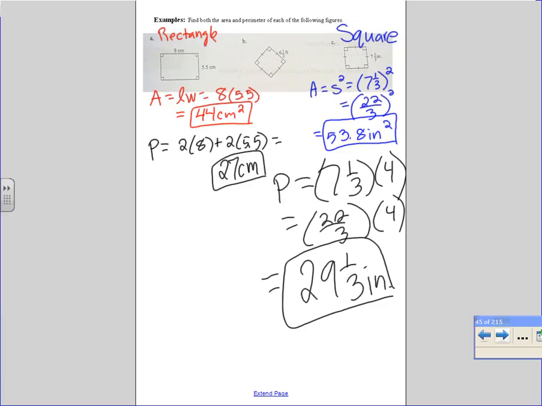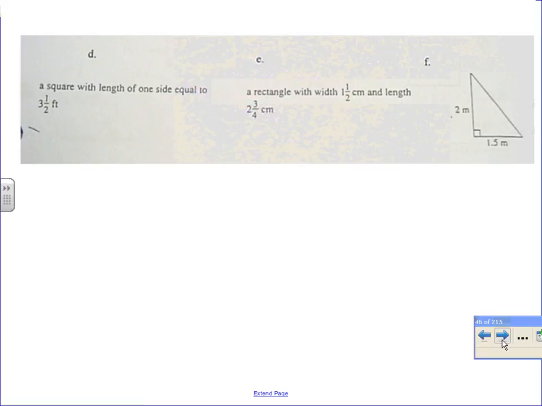Okay, let's do 2 more. Let's go to letter F, and then we'll do one more after that. Letter F, so we have a triangle here. It has a height of 2 and a base of 1.5. So let's find the area first. Perimeter is going to be a little tricky on this, but let's find area first. For letter F, we have base times height. Base is 1.5, height is 2. So we should multiply those first and then divide by 2. So base times height divided by 2.